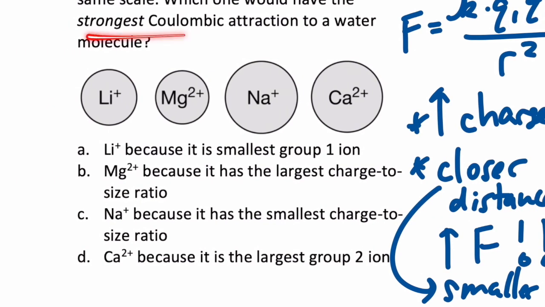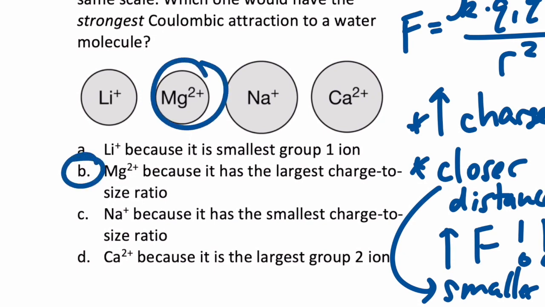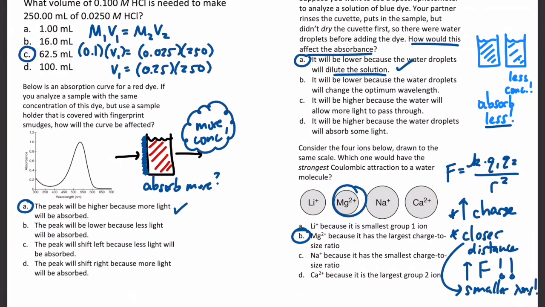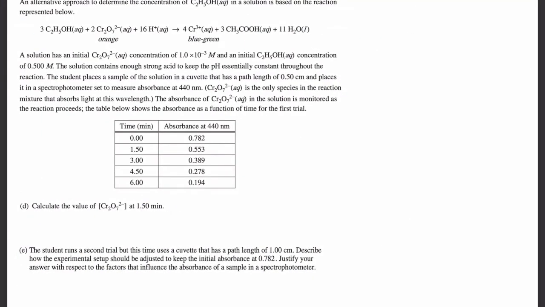So which one would have the greatest one? You're looking for the smallest one with the greatest charge, which must be the magnesium. So I'm just going to circle B and make sure it says a correct statement, and it does. Largest charge to size ratio. So that's it for multiple choice. Let's take a look at one two-part free response question.